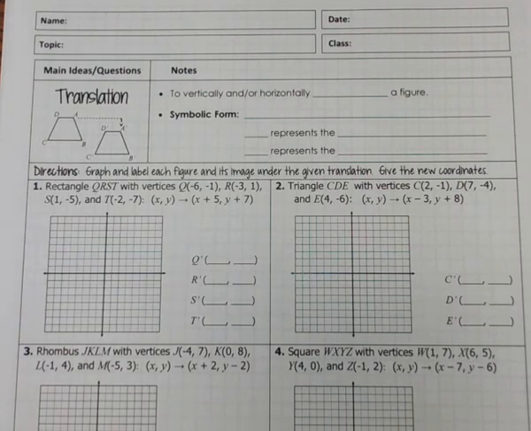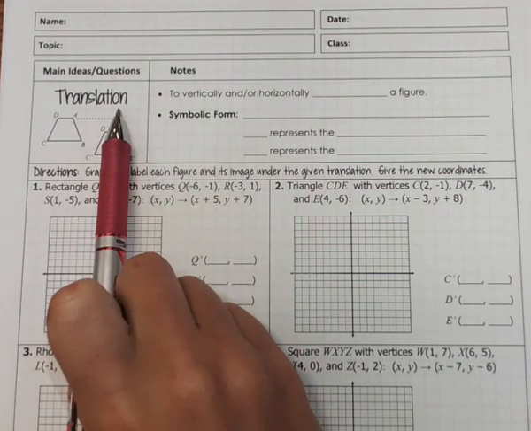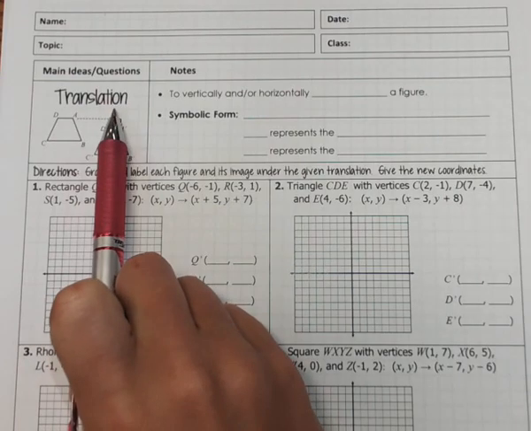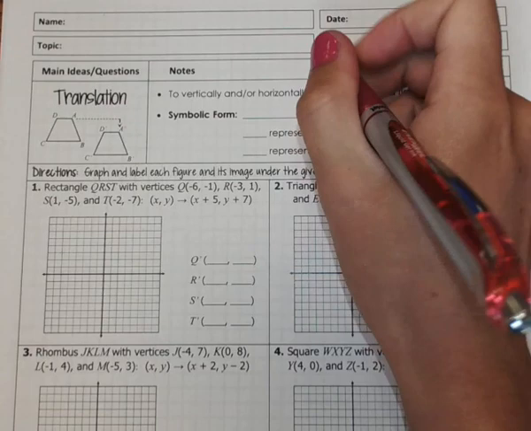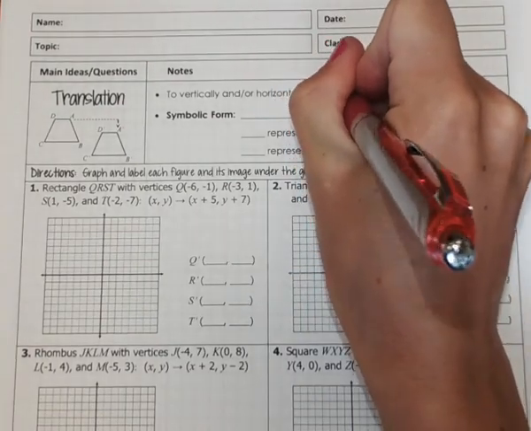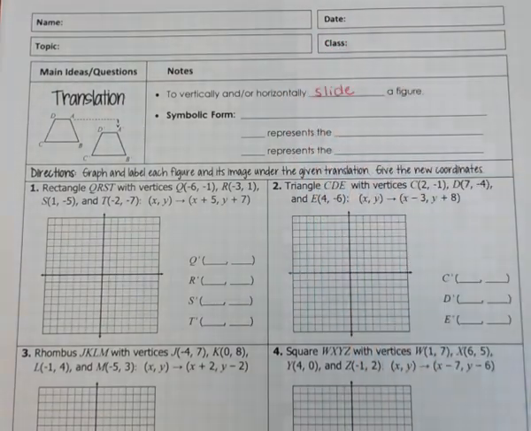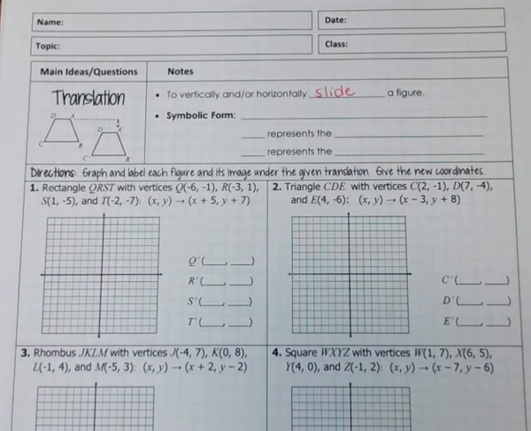So our first transformation that we are going to look at in this unit is going to be a translation. And a translation is to vertically and or horizontally slide a figure. And like I said in our discussion before, I highly recommend printing out the blank notes each day and following along with me. These will be shorter videos, but the full answer key will be posted.